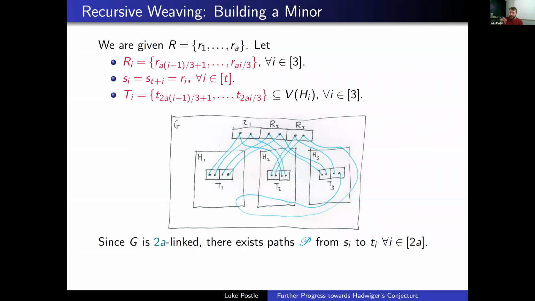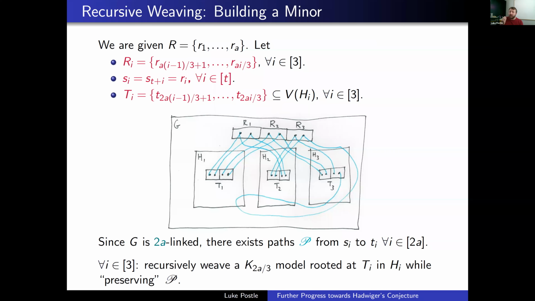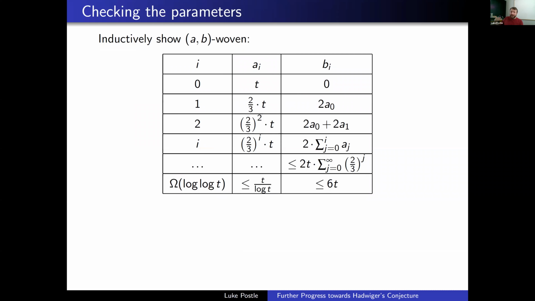And then, okay, I've done that. Now I'm going to recurse. Right? So if you assume your two-way link, you get these paths. And now I just recursively weave a model rooted at ti inside each hi while preserving this overall linkage. So, if we were at the point where we could apply Norin and so on, good, but here this would do it kind of recursively. And this is why you need this woven idea to do the recursion. And so you kind of just do it inductively.